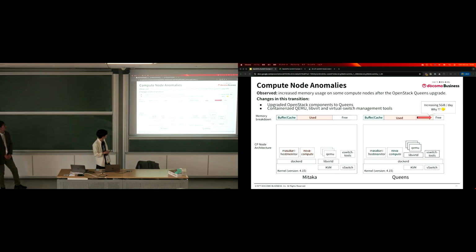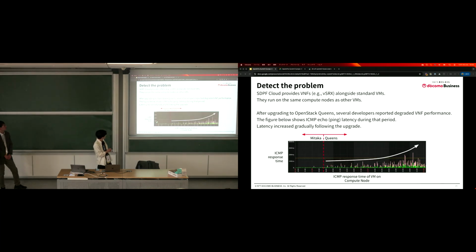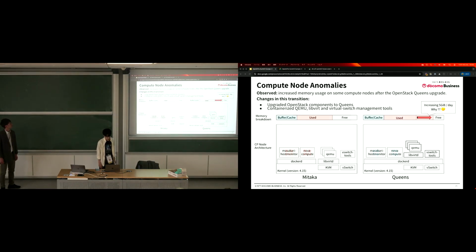This figure shows ICMP echo latency for VNF. It continued to rise after the upgrade. Following this report, we started to investigate what happened. We noticed that memory usage was ballooning on several compute nodes after the upgrade. It kept growing about 5 GB per day.